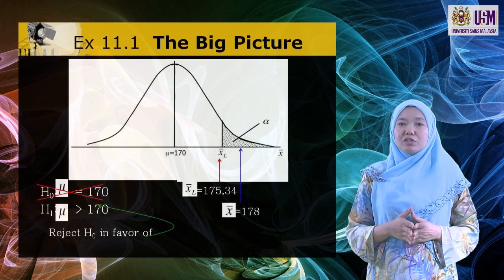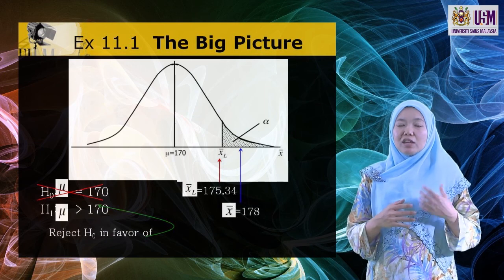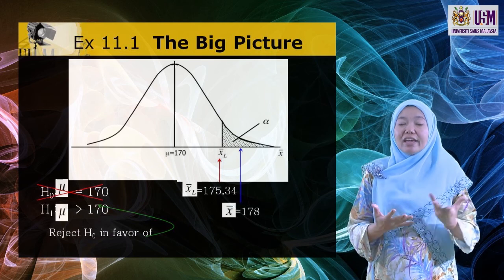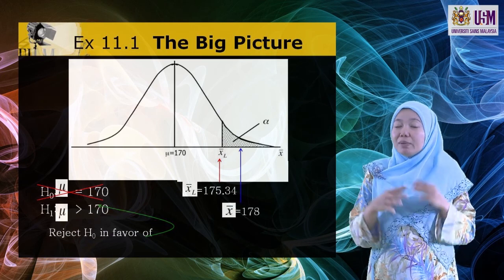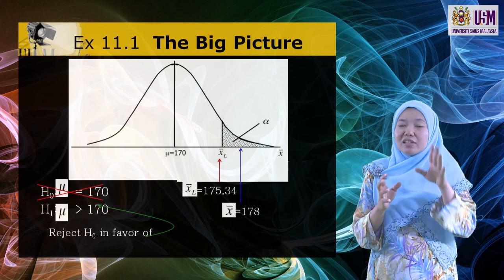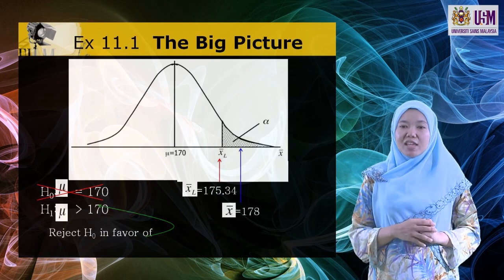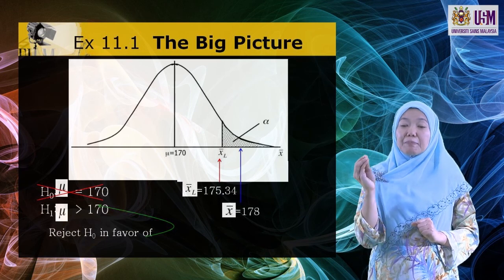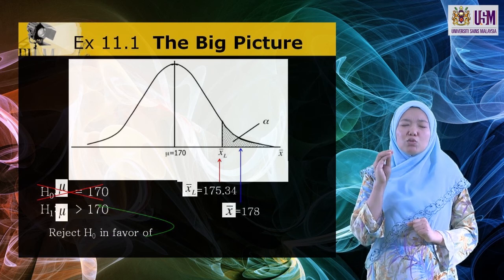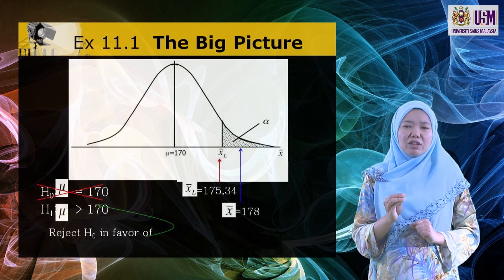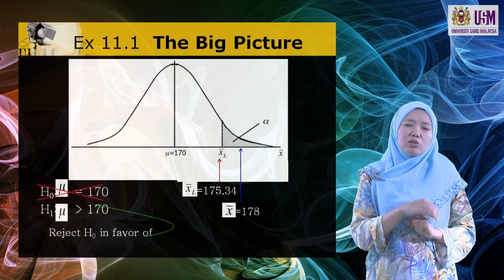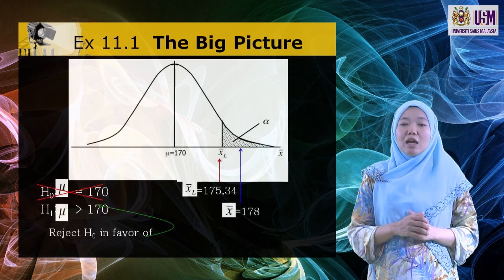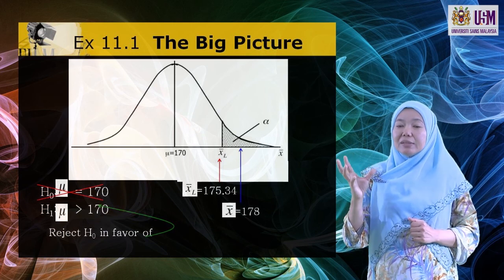Using the first approach, so this is the big picture. As usual, I always told my students, you need to sketch. I don't care if your graph is perfectly symmetrical, but let's assume your sketch is something like this bell-shaped curve. Put down your mean, put down your 178, x bar equals 178, the sample mean just now. You are not sure whether 178 is big enough compared to 170, or whether it's really close to 170. So remember, 170 is the population mean, while 178 is the sample mean.